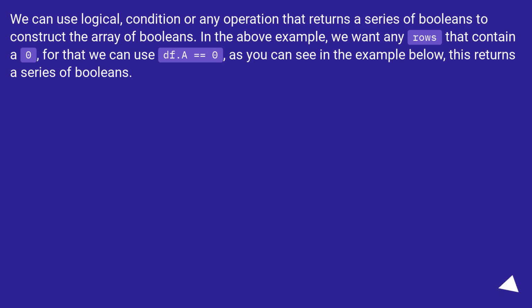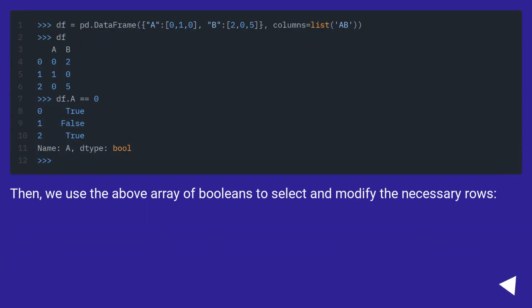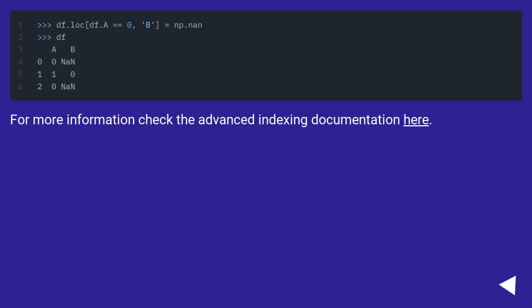We can use logical conditions or any operation that returns a series of booleans to construct the array of booleans. In the above example, we want any rows that contain a 0, for that we can use df.A==0. As you can see in the example below, this returns a series of booleans. Then, we use the above array of booleans to select and modify the necessary rows. For more information, check the advanced indexing documentation.